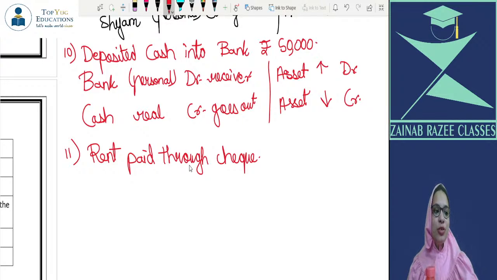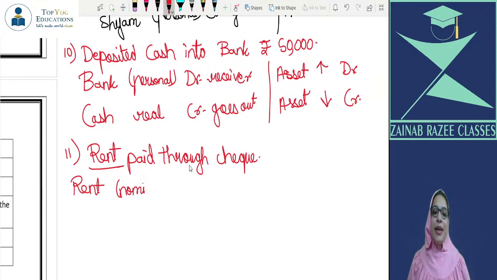Come on, tell me rent paid through check. Yes, very good. Bank to rent. Harsh, you've written bank to rent. That will be wrong. If you guys must have noticed, I am not asking you today what is to be debited and what is to be credited, though all of you are answering me in the debit and credit format. But now Harsh, here you have gone wrong. Rent is my nominal account, and we say debit the expenses. That is why rent will be debited.